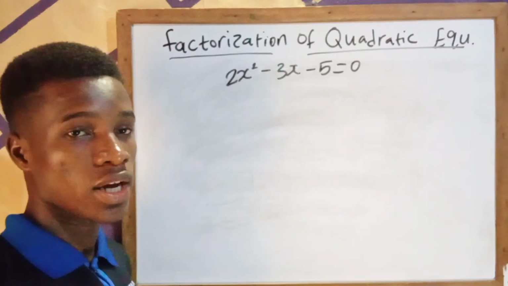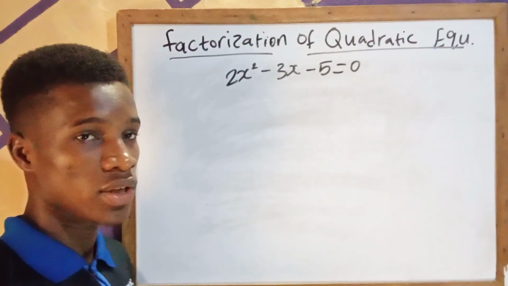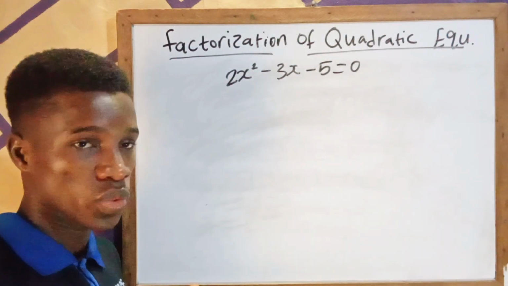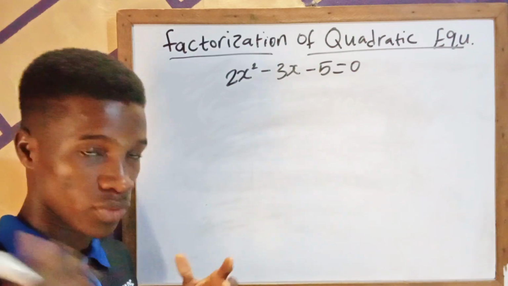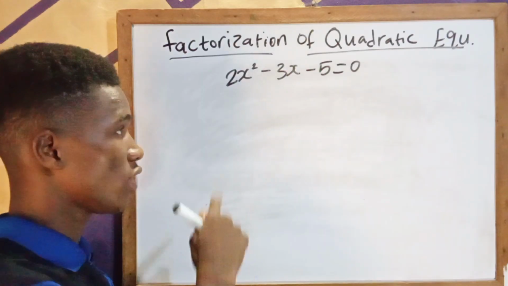Okay, so we have another example here, and this one looks a little bit different from the one we have seen before, because the value of a in this one is now 2. Remember, in the ones we did, the value of a was always 1. The two we solved, the value of a was 1 in both. So in this case the value of a is 2.